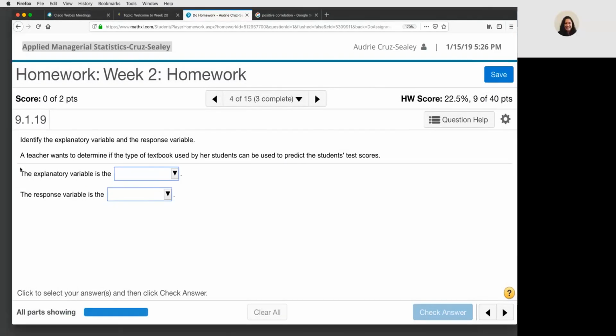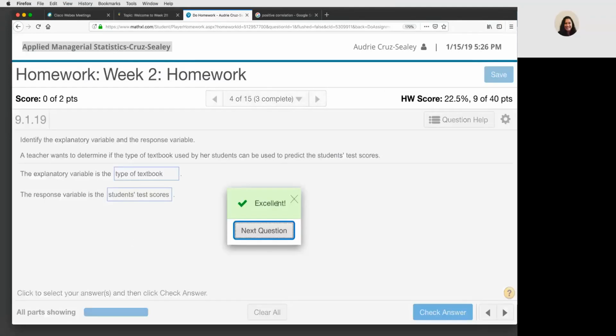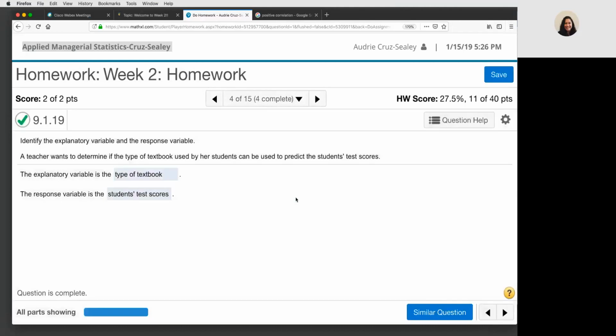A teacher wants to determine if the type of textbook used by her students can be used to predict the students' test scores. So you're looking at two things, the type of textbook and your test scores. Which one's the explanatory? Which one's the response? The type of textbook is the explanatory, and the student test scores is the response. Excellent work. Okay, does that make sense?